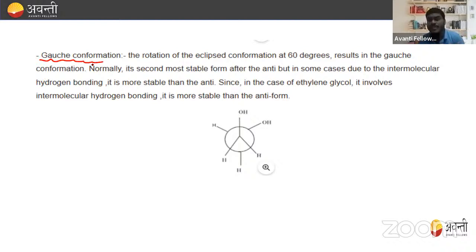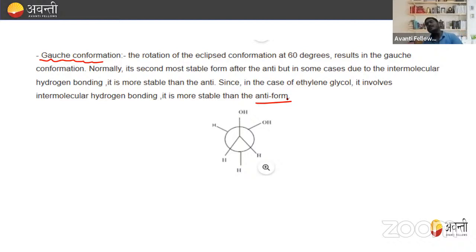That is the rotation of the eclipsed conformation by 60 degrees, which results in the Gauche conformation. Normally it's the second most stable form after the anti, right? But in some cases, like ethylene glycol, due to hydrogen bonding, it is more stable than anti.